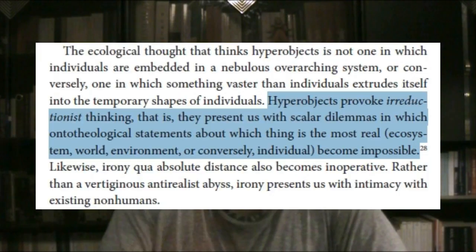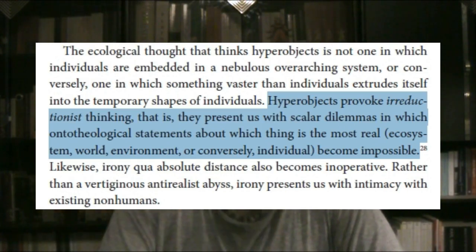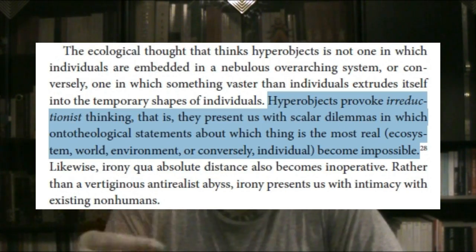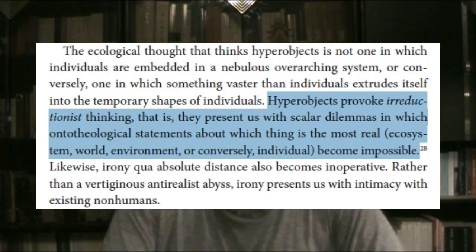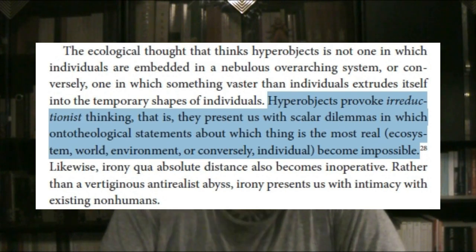And in Morton's words, that translates as hyperobjects provoke reductionist thinking. That is, they present us with scalar dilemmas in which ontotheological statements about which thing is the most real, ecosystem, world, environment, or conversely individual, become impossible. And so this is like when you don't know what to prioritize in global warming. Should we recycle or focus on renewable energy? Both? Should we focus on educating individuals? How? Which part of education is more relevant?